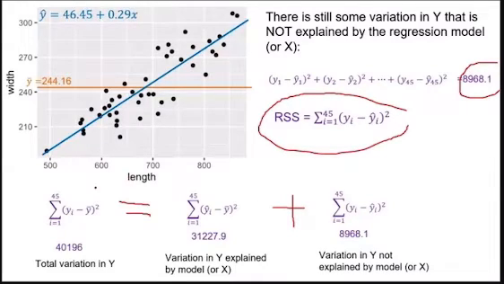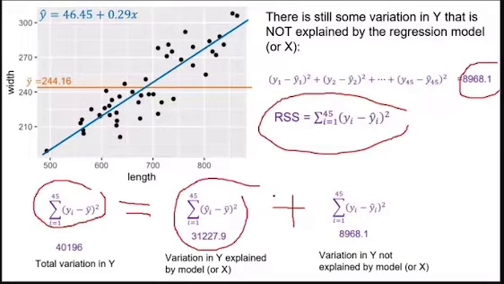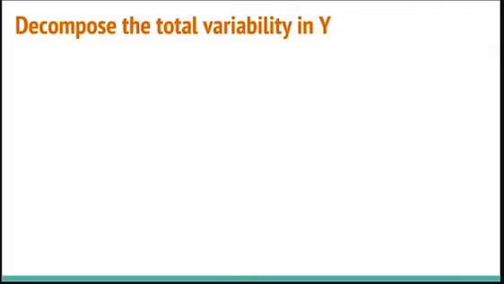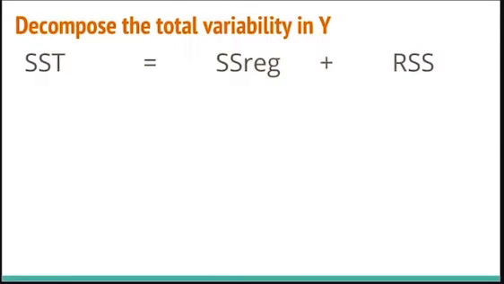Now I need you to pay attention to the formula right now. This is the total variation around Y, this is the variation explained, and this is the variation unexplained. Then what are we trying to do in statistics? We acknowledge there's going to be unexplained variation, but what we normally want to do is minimize it. That is the decomposition. Now, SST means sum of squares total, which is the total variation.